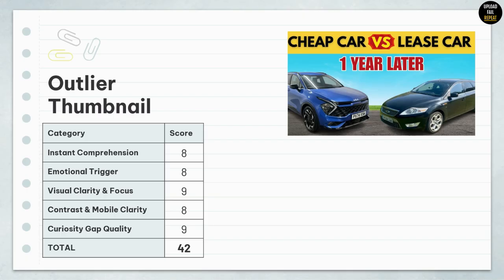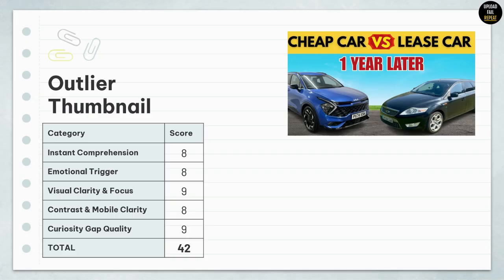So to make it easier, I've categorized the thumbnail in 5 categories. Instant comprehension. Every category is scored on a scale of 0 to 10. For the instant comprehension, well, this is self-explanatory really. 0 to 3 in my scale is confusing, 4 to 6 is partially clear, and 7 to 10 is instantly obvious. So in this thumbnail, I've scored it an 8.